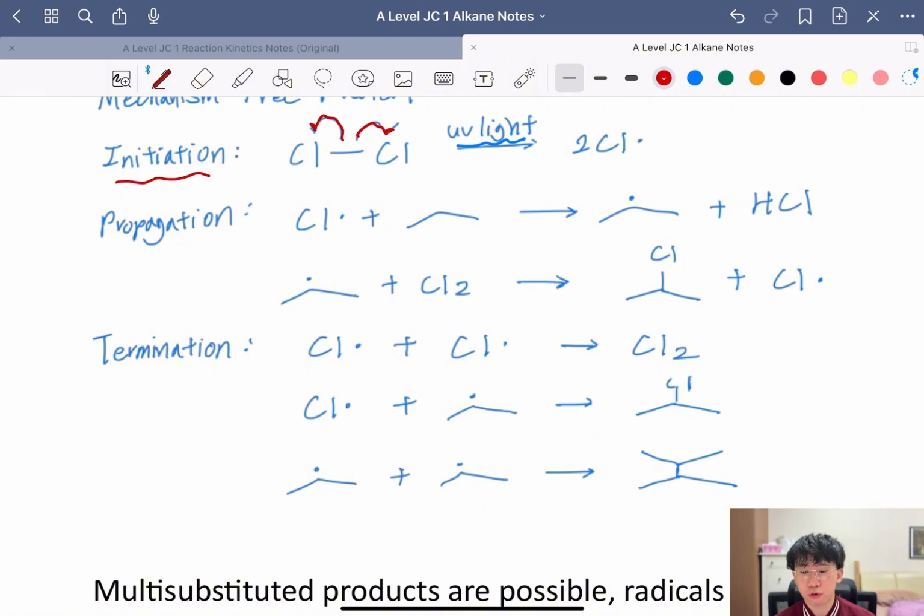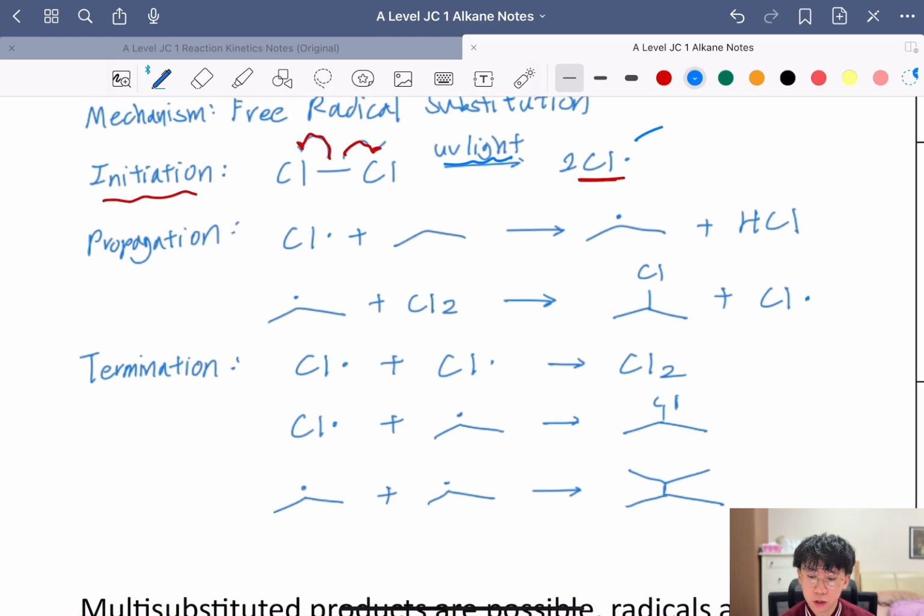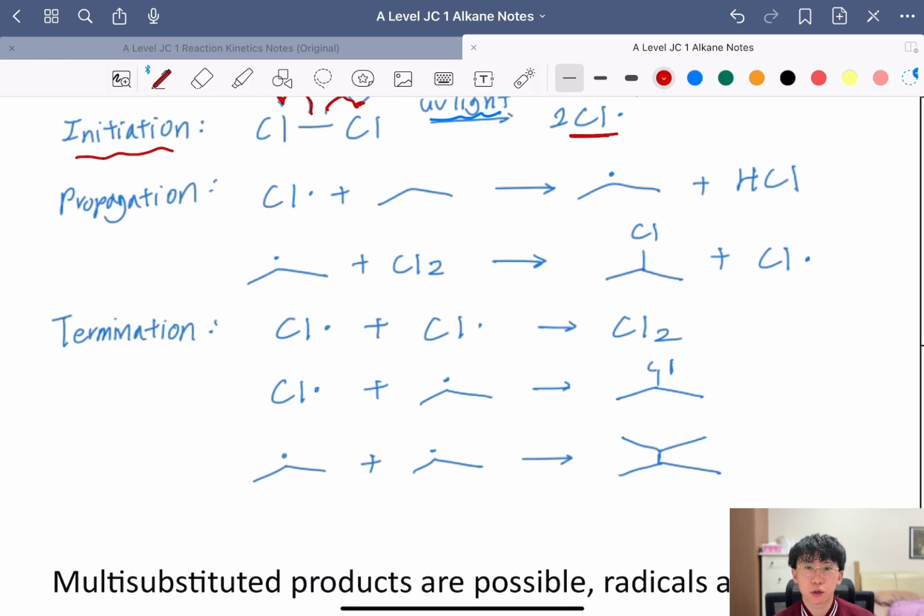to produce your radicals. In this case, it will be chlorine radicals. The radicals are denoted by this dot over here, which shows that the atom or the radical itself has an odd number of electrons. Your chlorine radical is going to react with the alkane next to undergo a propagation reaction.